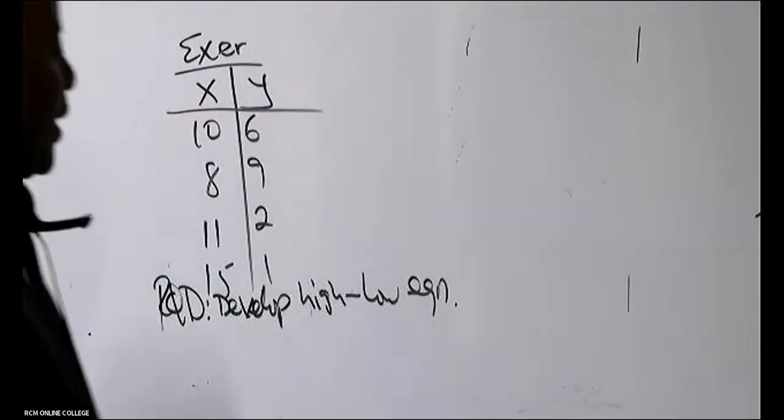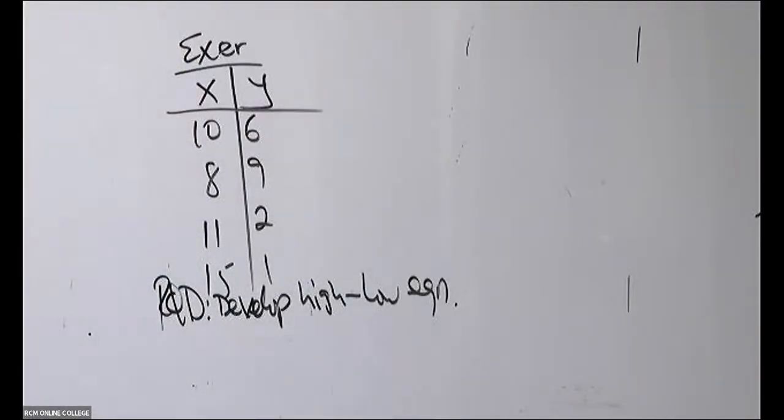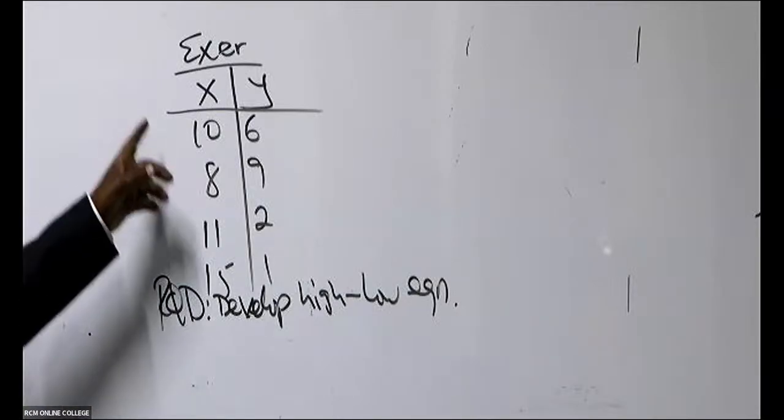So in this case here, they are telling me, mwalimu, what is the highest x value here?